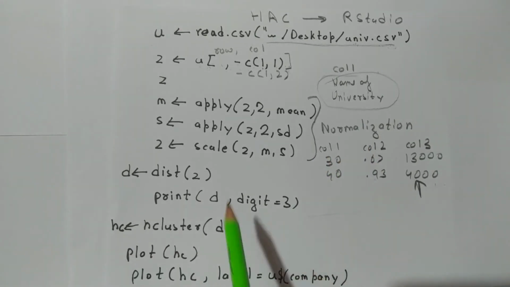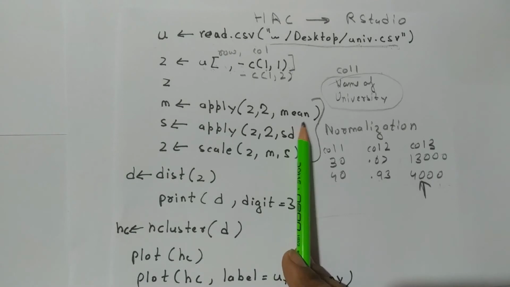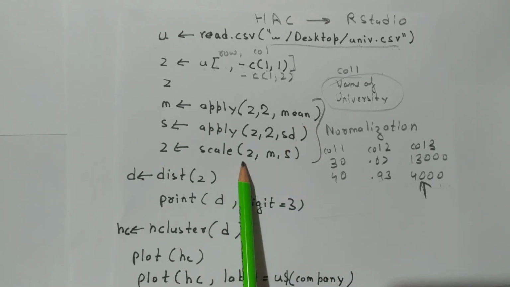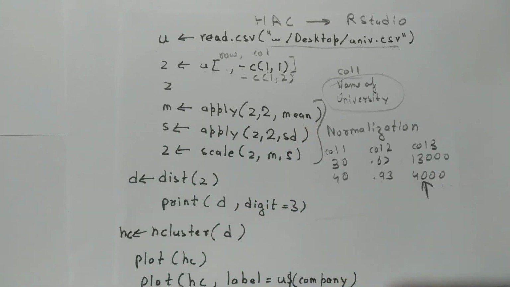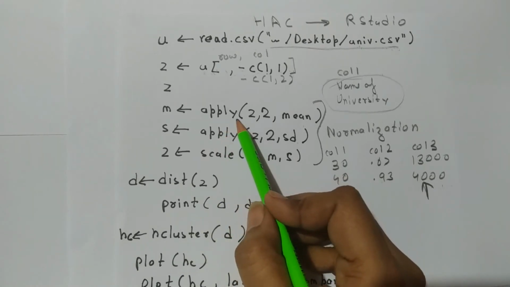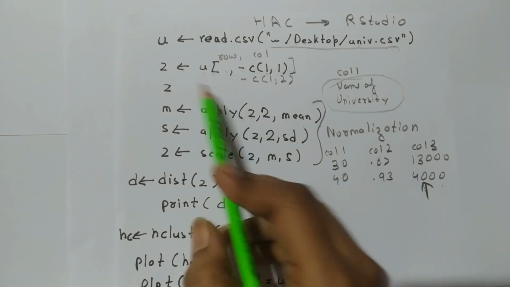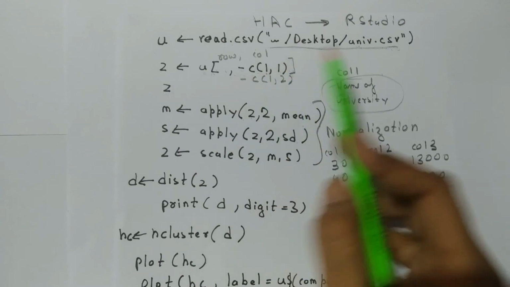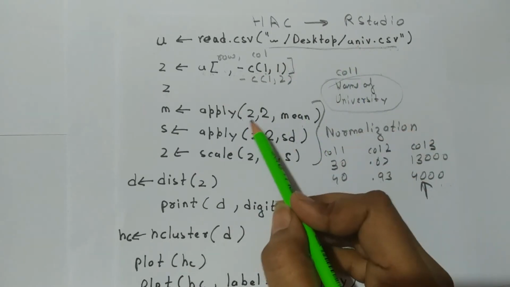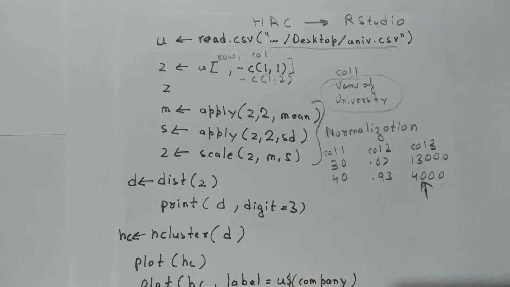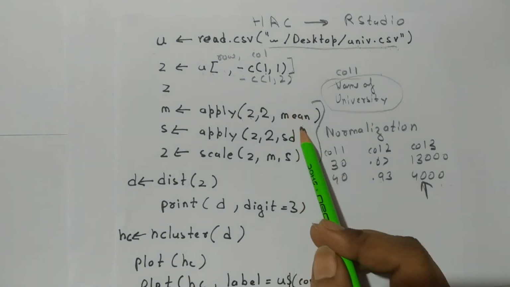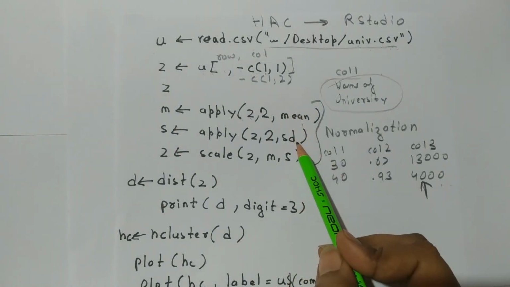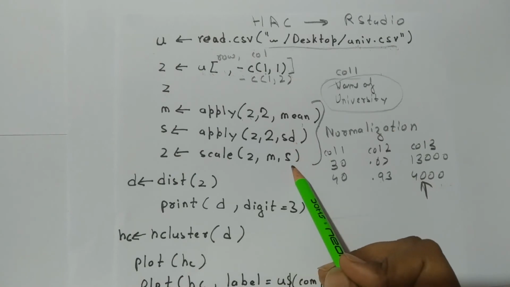How do we normalize the data? We take the mean, we take the standard deviation, and we do scaling. So this function is apply(z, 2, mean). What is z? z is my cropped university data set. This is used to calculate the mean, the standard deviation, and scaling.